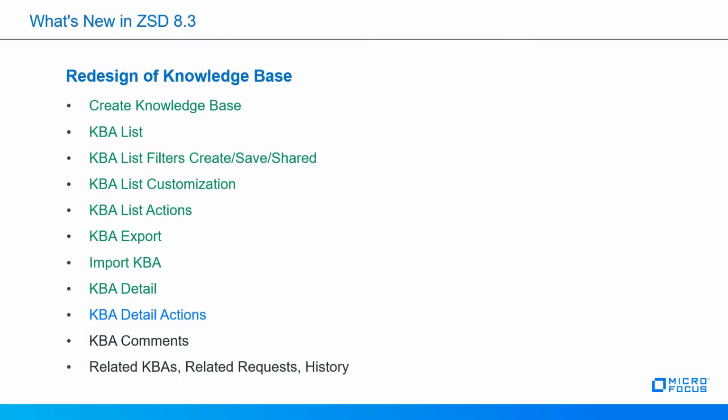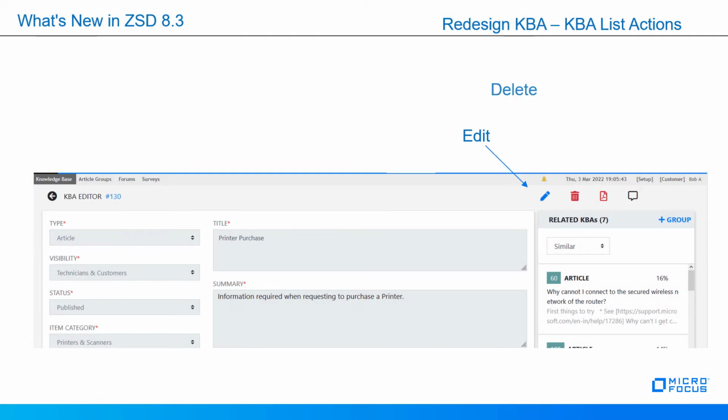Let's check out the Kba Detail Actions that can be performed. In the redesign, we have the different actions that can be performed depending on the owner and document. Selecting the Edit icon can modify the document. Other actions are delete, export, and comments, if enabled, can be performed.